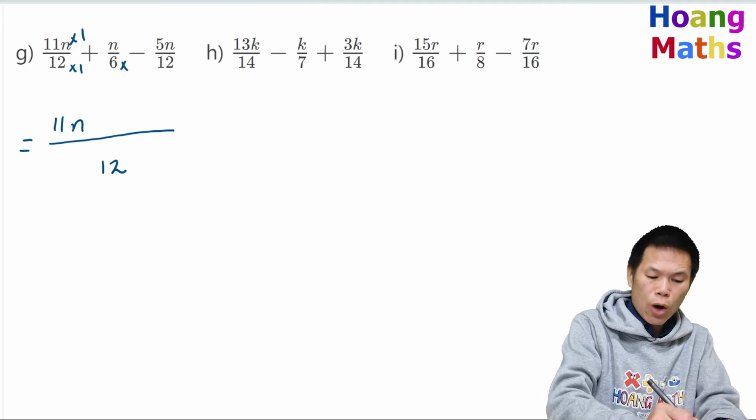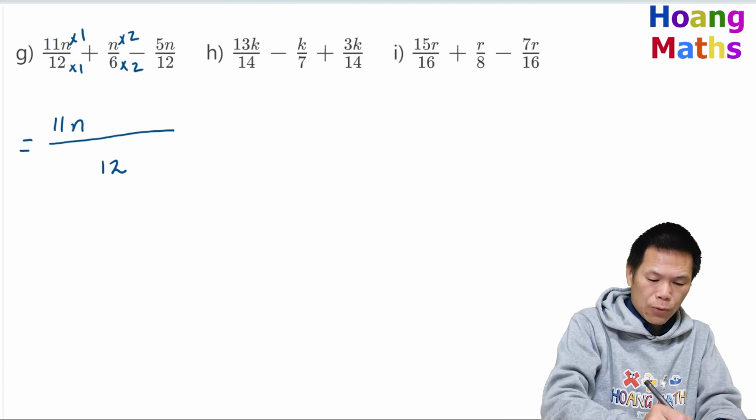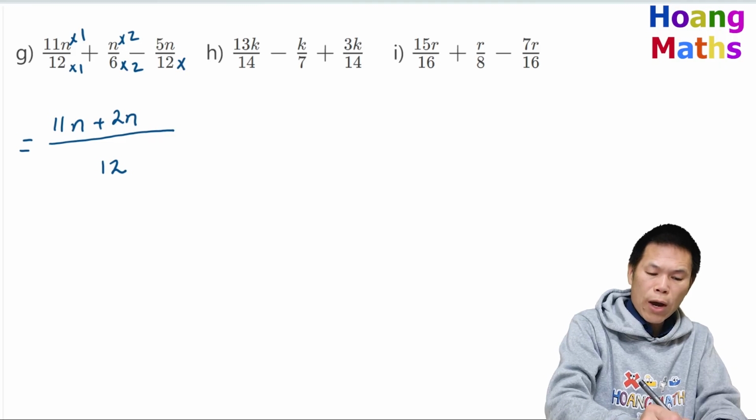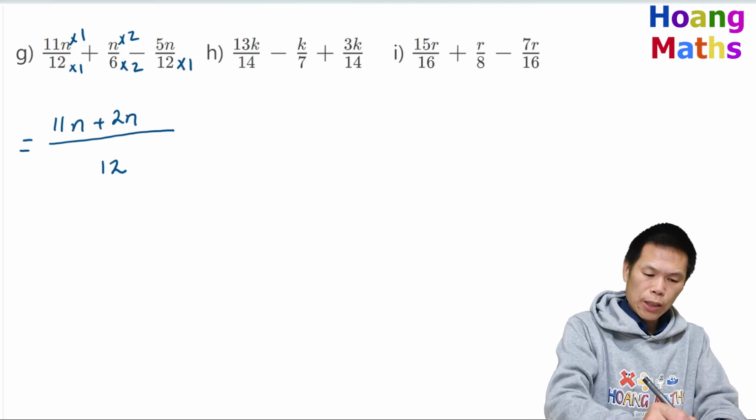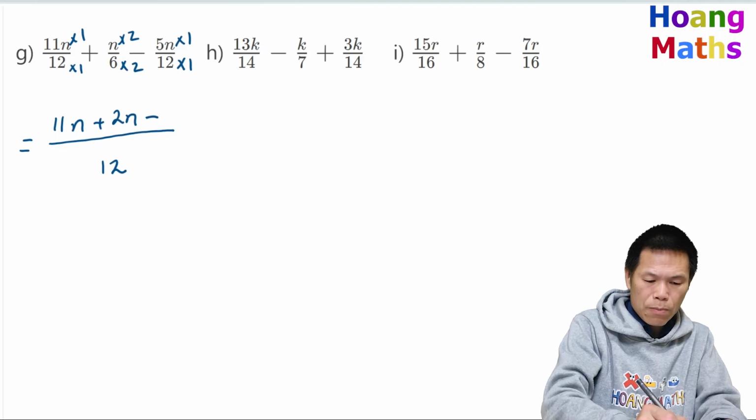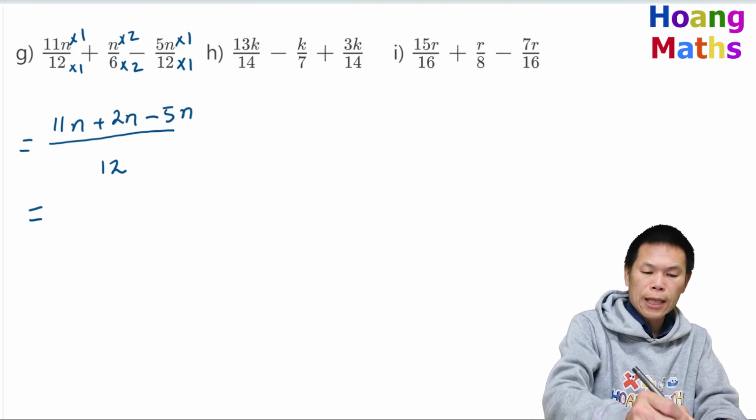From 6 to 12, I times 2. So this times by 2. So n times 2 gives me 2n. So we add 2n. Now from 12 to 12, I times by 1. So this I times by 1. So 5 times 1 is 5. So we minus 5n.